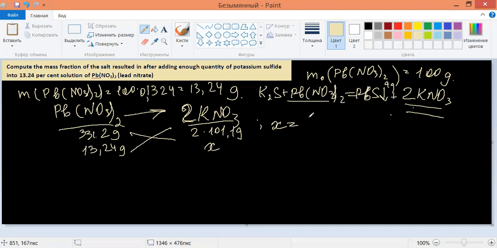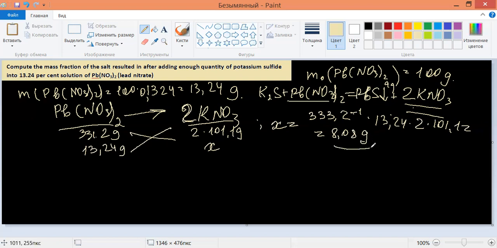So X equals 331.2 raised to the power of -1, times 13.24 times 2 times 101.1, and finally we've got 8.08 grams. This is the mass of that salt, which is formed after adding that reagent into the aqueous solution of that salt.